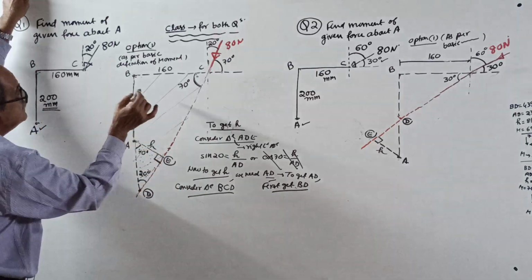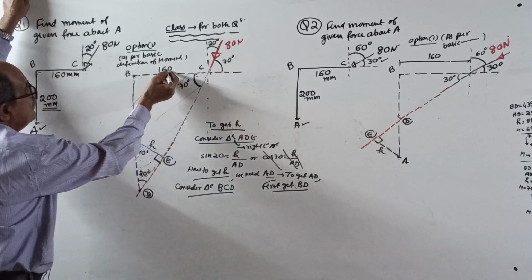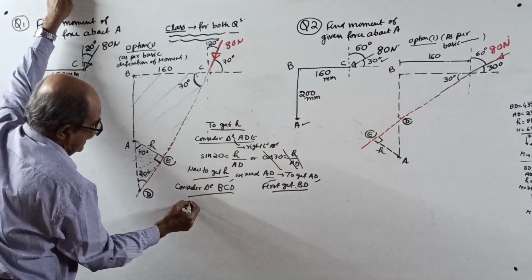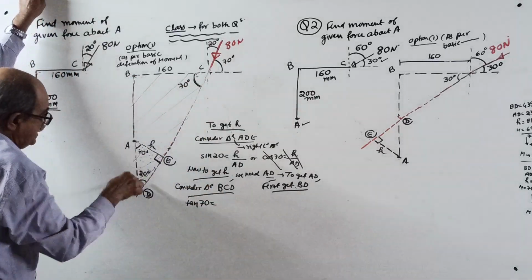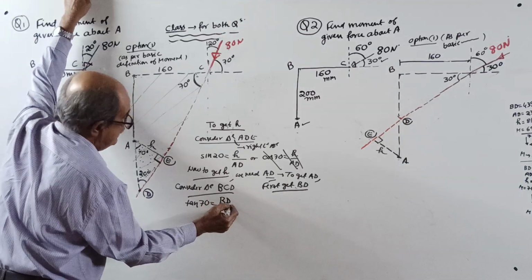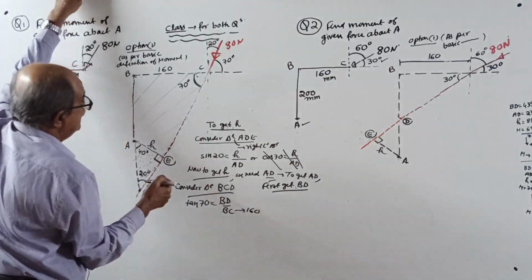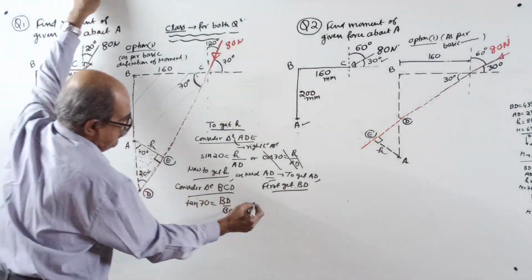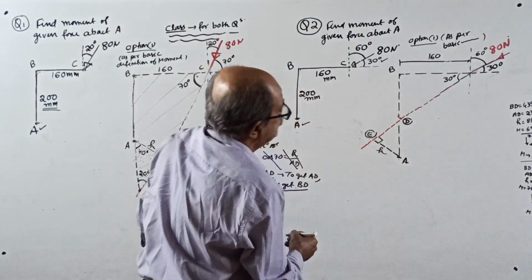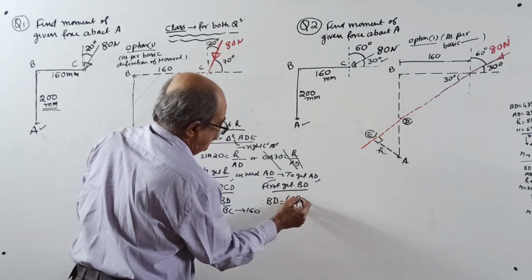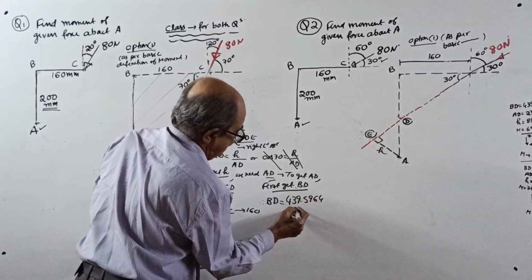To get BD, consider triangle BCD. Those who want to use this angle, for them, you connect 160. Tan 70 equal to BD divided by BC. But BC equals 160. See, you know BC equals 160. Therefore, you get the value of BD. BD will come, I already calculated, 439.5964, to save time. Why waste time? I already calculated it.